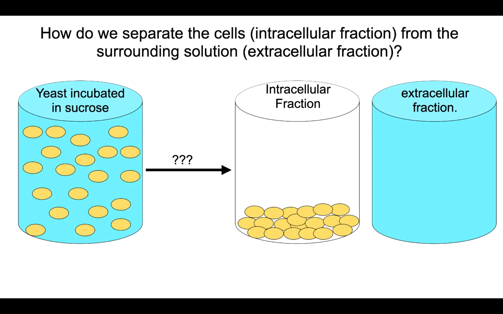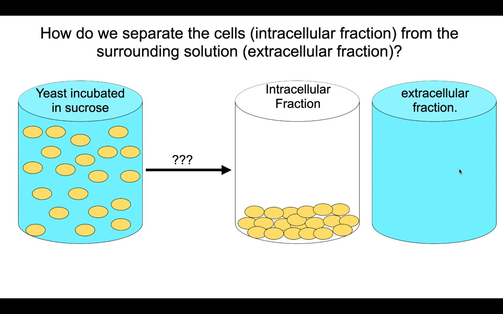So now the question is this. In order to figure it out, we want to separate the intracellular fraction, that's going to be the cells, from the extracellular fraction. That's going to be the liquid here, because we can't just add Benedict's solution to this whole thing. That's not going to tell us anything. Right? We need to first separate the yeast cells from the surrounding solution. The intracellular fraction from the extracellular fraction. How do we do that?